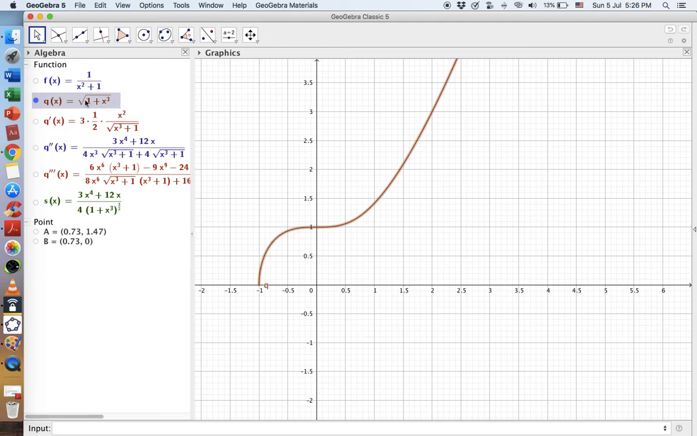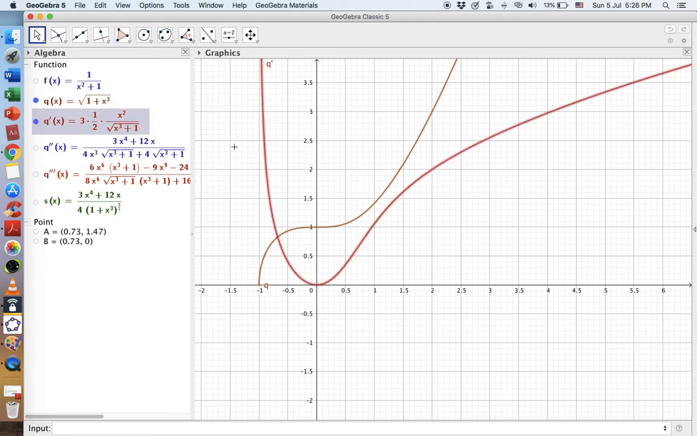This here, square root of 1 plus x cubed. Here's the slope. And you can see the slope is decreasing until it hits 0 here, right? And then it's increasing and sort of levels off. So there's q primed, or the first derivative.